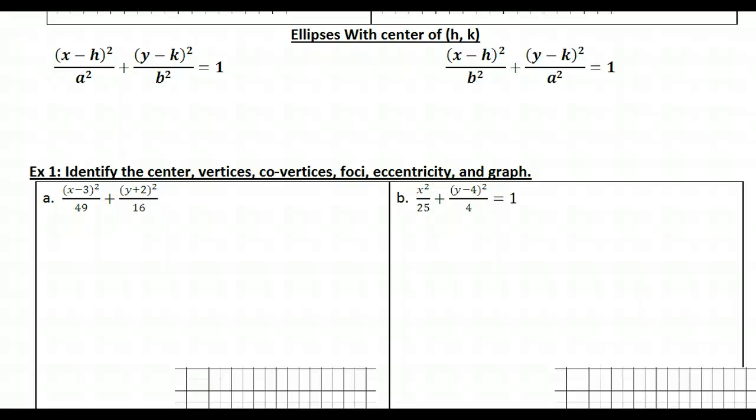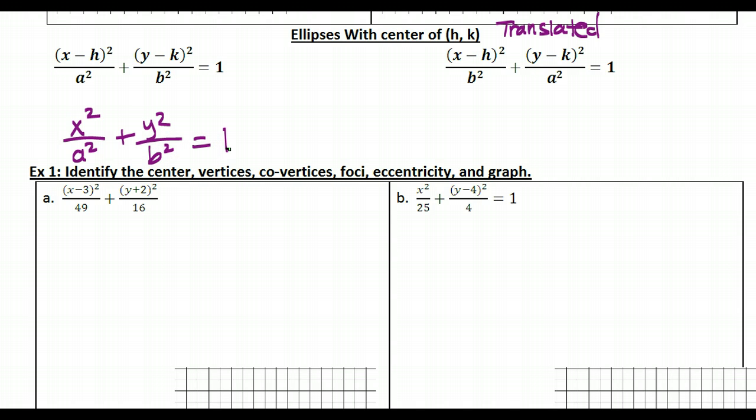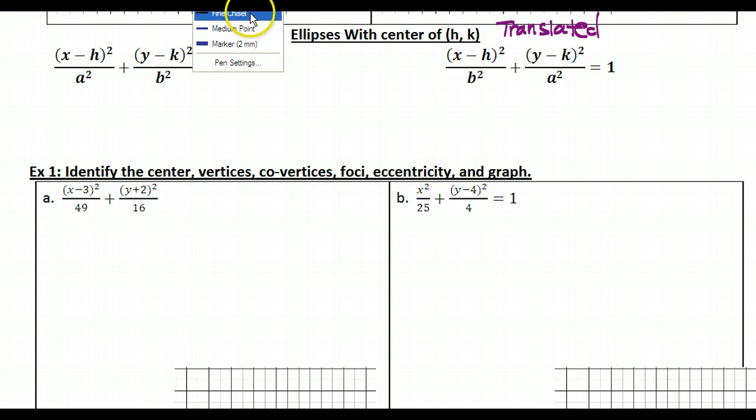Hey everybody, welcome to ellipses that are translated. So they have a center of h comma k. And when my ellipses are translated, it's kind of like all of the other functions we've been graphing this chapter. Just a quick reminder, you don't have to write this down because it's on your previous page, but the other formula you learned looked like this. Now we're just putting an h and a k in there, and the h comma k is going to be the center. So it very much matches with what we've done with these other graphs.